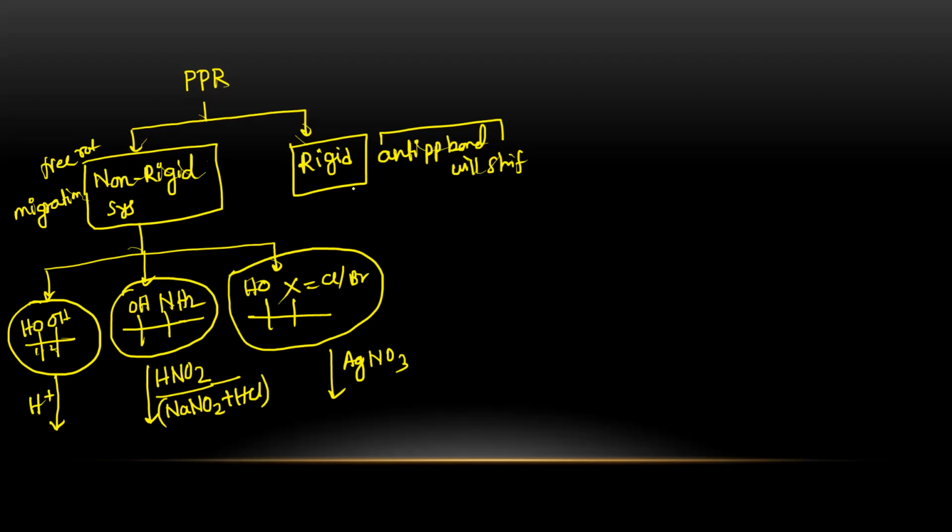Now in a rigid system, there are two types of system. One is the cyclohexane type of system. For example, suppose here is a tertiary butyl group. For locking the chair structure, I have put in one tertiary butyl group. For example, OH and OH. Here also, both groups can be OH, or OH and NH2, or X and OH, with the same type of reagent. So the reagent can vary. For OH and OH it is H+, if OH and NH2 it is HNO2, and if OH and X it is AgNO3.